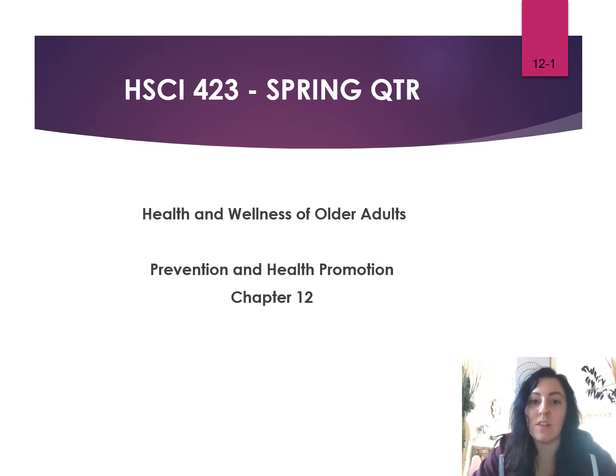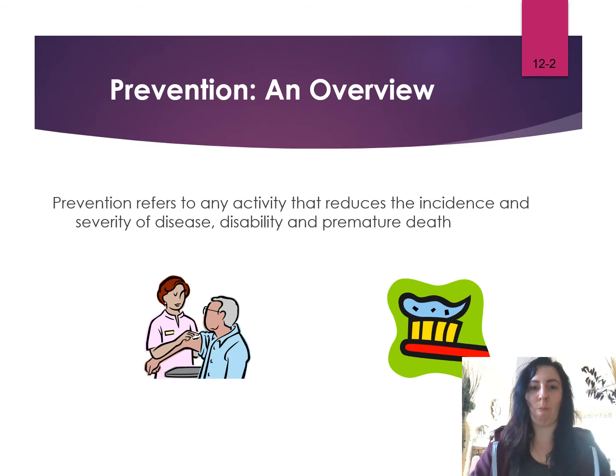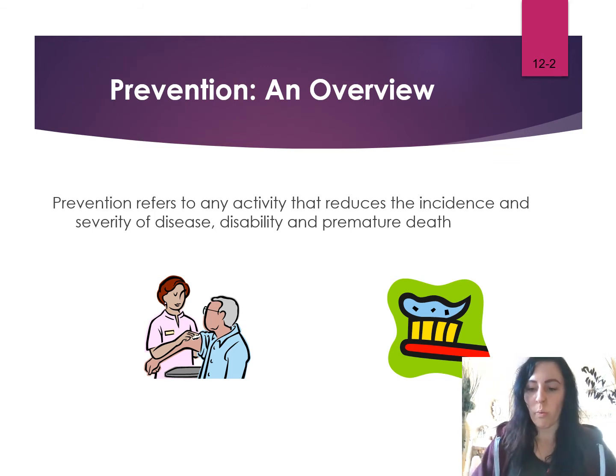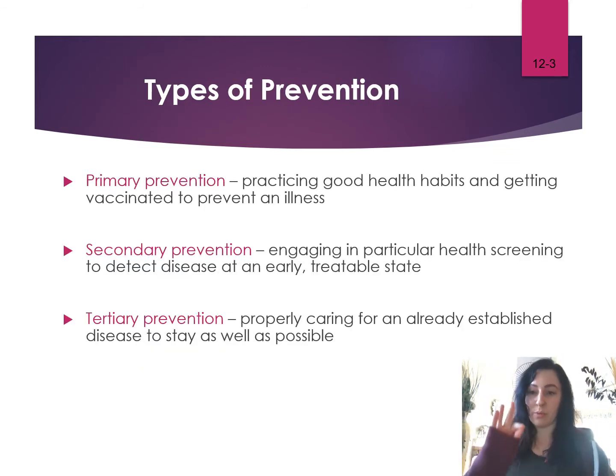Anyway, this chapter is going to be all about prevention and health promotion. Prevention refers to any kind of activity that's going to reduce the incidence and severity of disease, disability, and premature death. There are three different types of prevention: primary prevention, secondary prevention, and tertiary prevention.